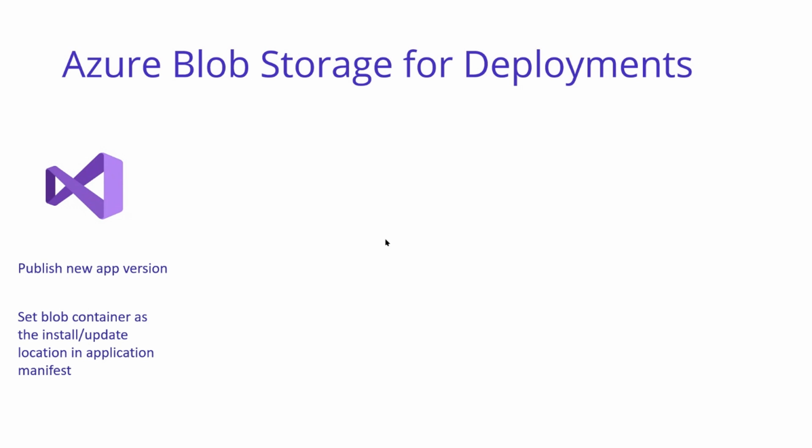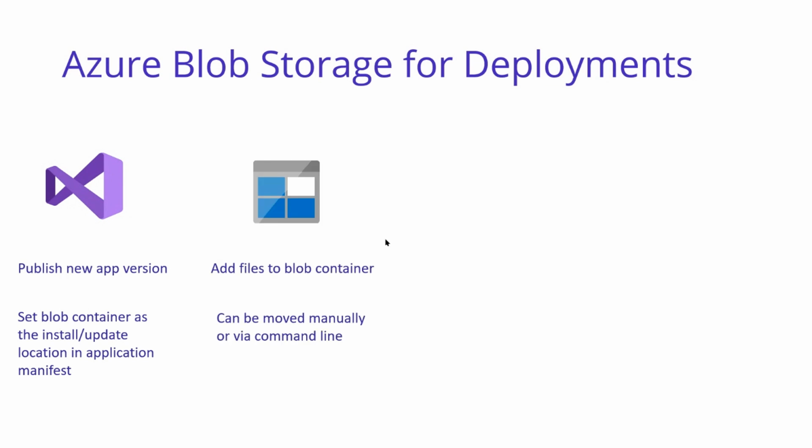And then after you've deployed and published your application, you can go ahead and add those files to your blob container. So now you can move them manually by uploading them through the Azure portal. You can do this through the command line, so if you wanted to add this to your CI/CD process, that is an option. Or you can also use the Azure Storage Explorer to drag and drop your files into that blob container.